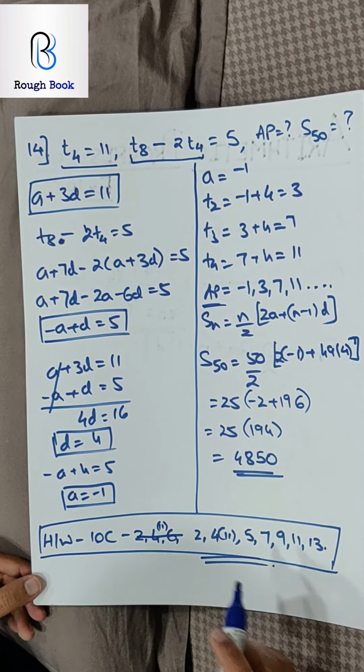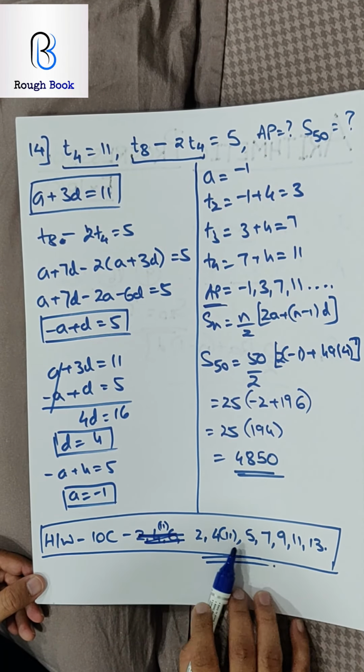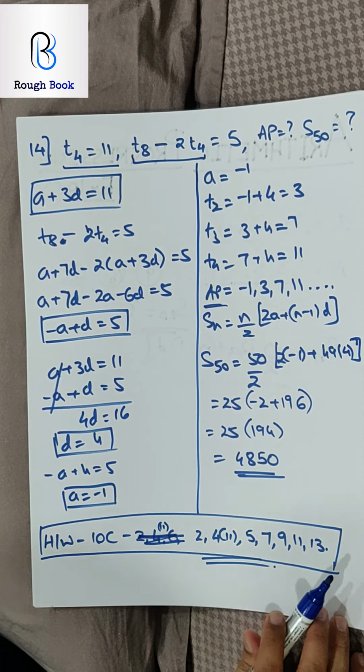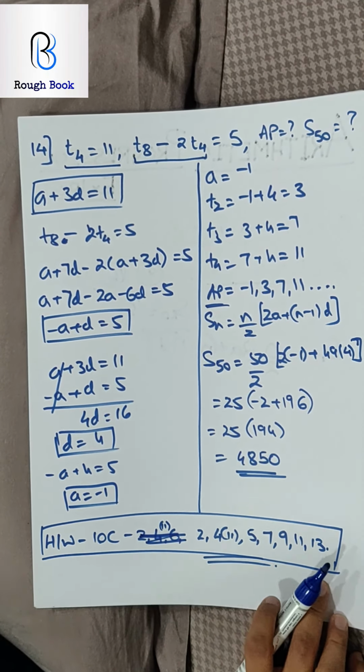Super. That's your homework. 2, 4 part 2, 5, 7, 9, 11, 13. I want you to do these sums as your homework in your books.